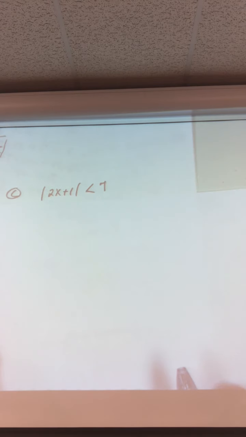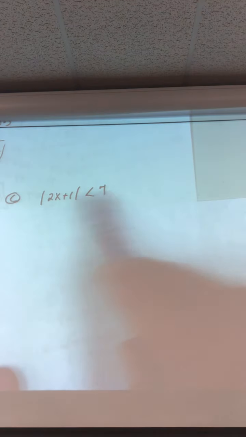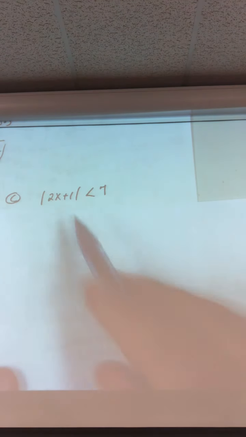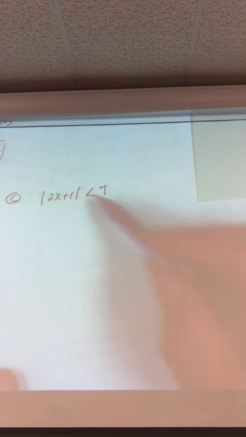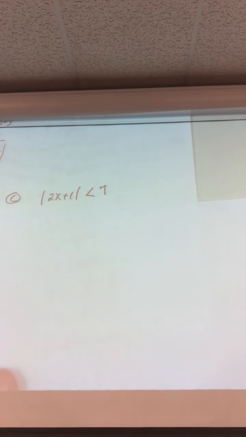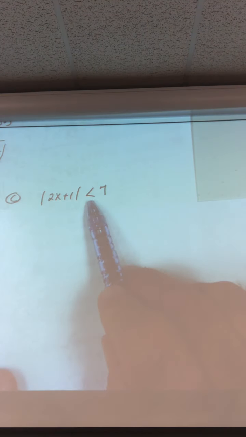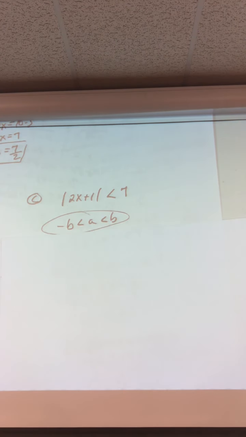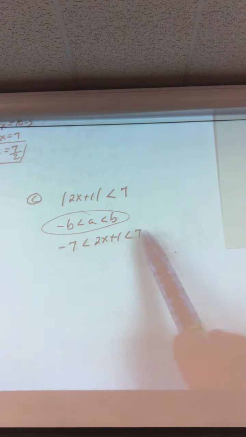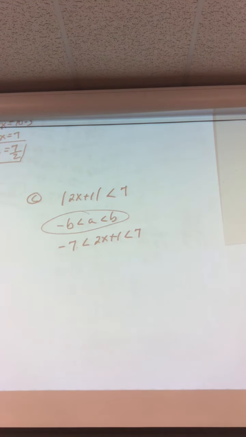Okay, then the last example. This one, get the absolute value by itself. It is. Identify A, which is this. B is this. We are now, because this is a less than, we're using formula 3. But you have to take the equal to off. So if you use formula 3 without the equal to, it's this. Now replace the A with 2x plus 1. Replace the B's with 7s, but that one has a negative in front of it.